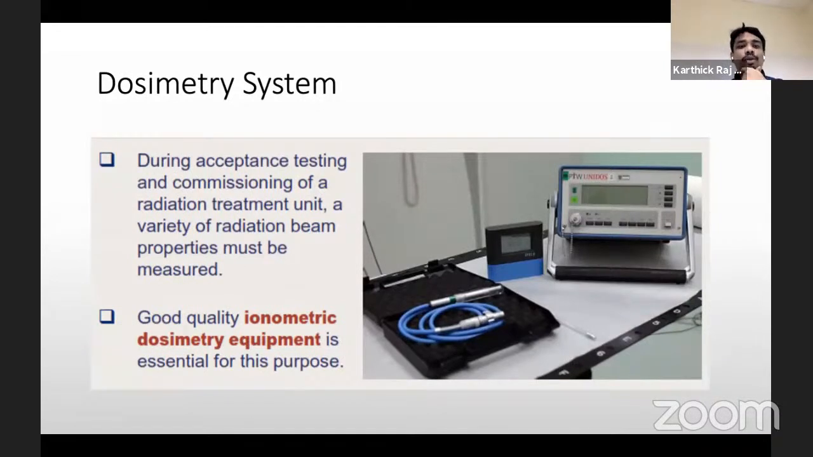Then the important thing about procurement is don't compromise on the quality of the equipment you're going to buy. The dosimetry system is one thing that many radiotherapy centers don't give as much importance to as the treatment machine. The dosimetry system is a very important piece of equipment to maintain the quality and accuracy of the radiation you deliver to the patient. So you need very good equipment with high accuracy. Don't compromise on its quality.